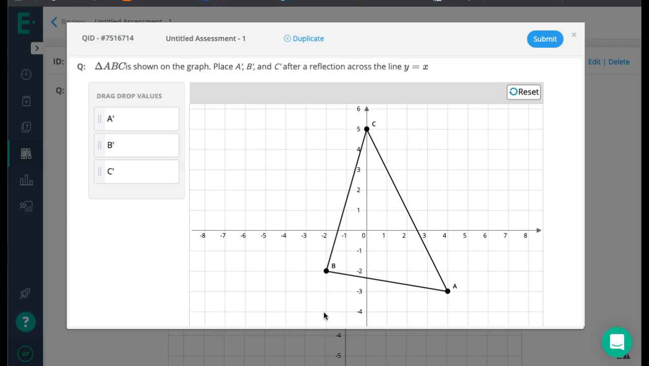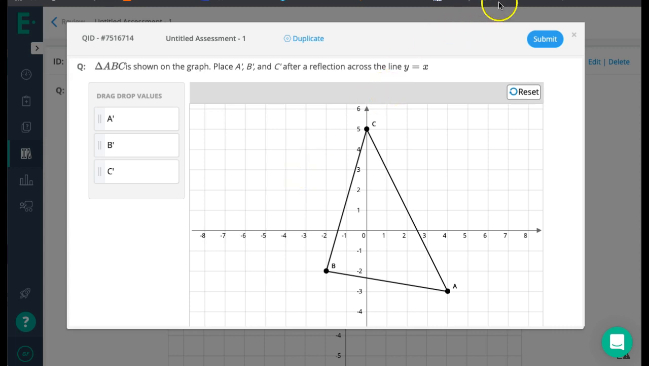This week's Edge Elastic is all about reflections. There's always a few reflections questions that show up on the air test. So let's first look at reflecting across the line y equals x. All right, so a question could show up like this, where you're given a figure and just asked to reflect it across y equals x.